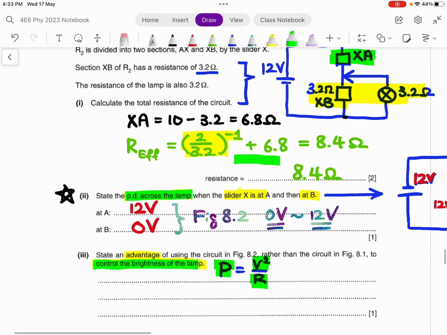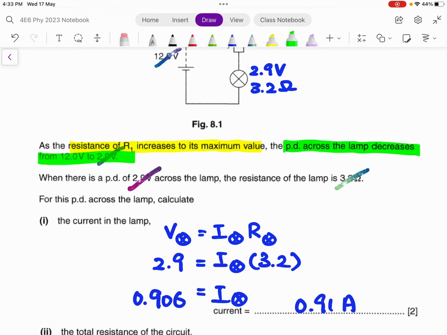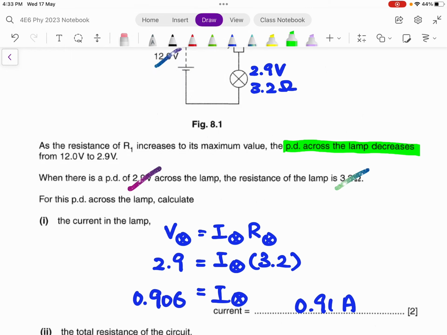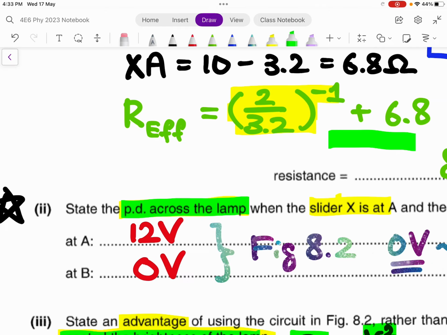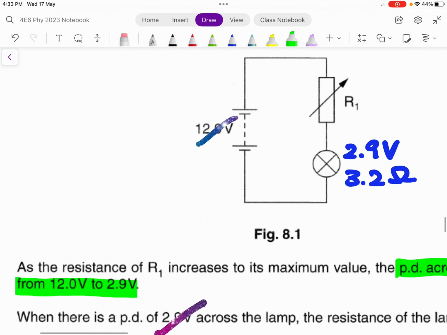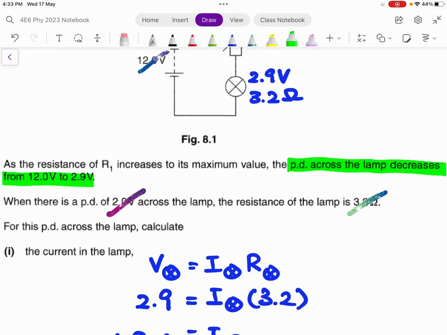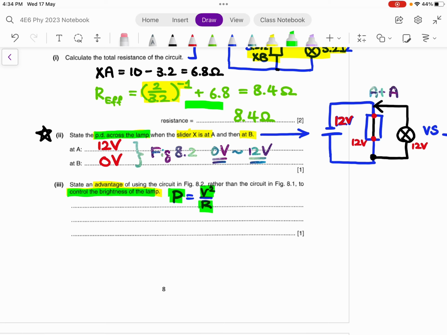I am comparing about PD. Here there is talk about PD. PD of the lamp is between what? Let me see again. PD of the light bulb decreased from 12 to 2.9. Figure 8.2: PD of lamp 0 to 12. Figure 8.1: PD across the lamp, 12 to 2.9. What is the advantage? So let's write everything together. Now I find it already.